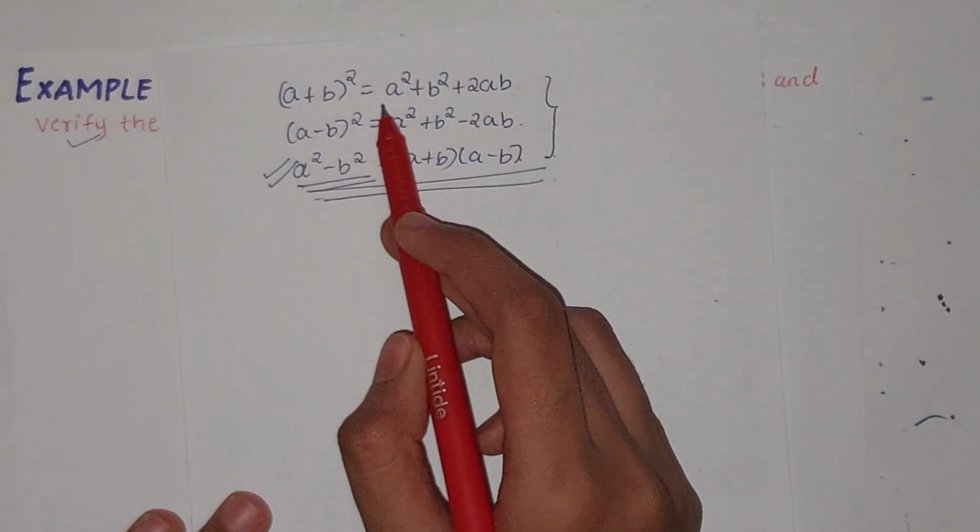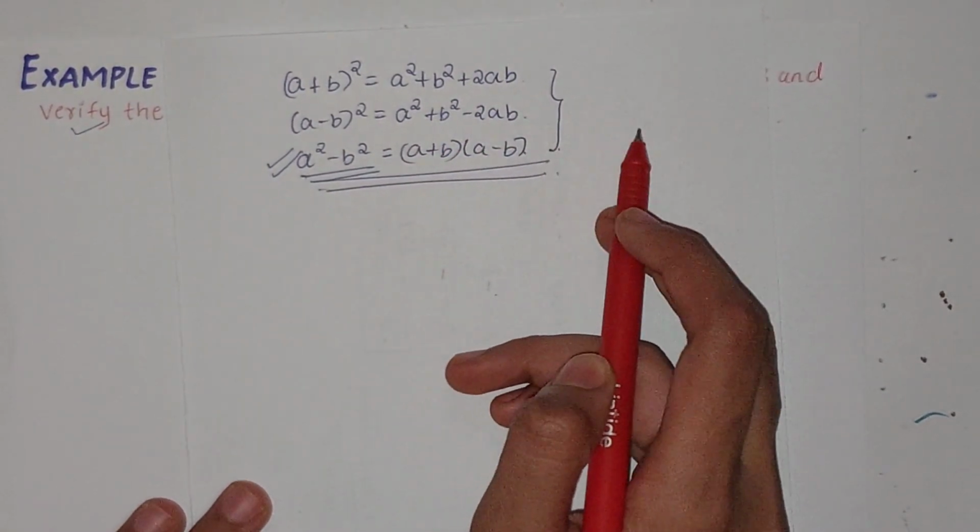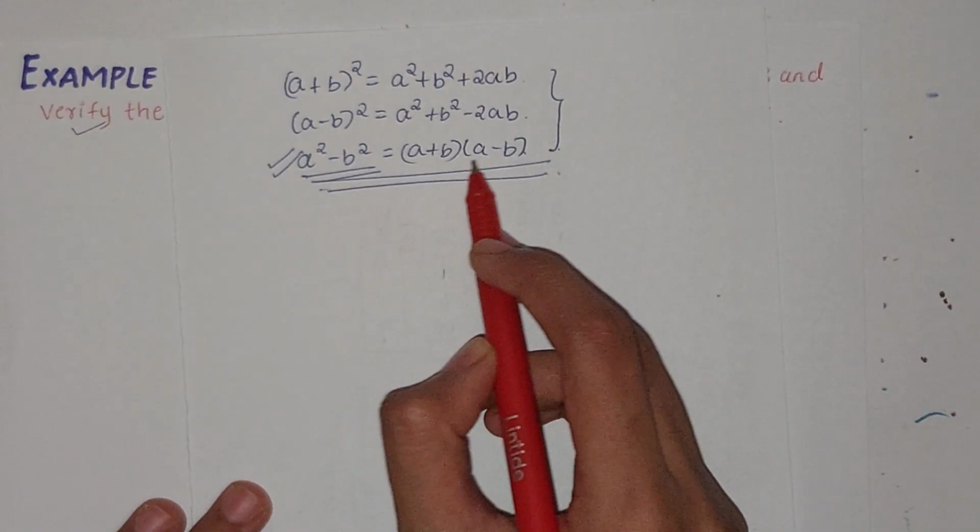a plus b whole square is equal to a square plus b square plus 2ab, a minus b whole square is equal to a square plus b square minus 2ab, a square minus b square is equal to a plus b into a minus b.